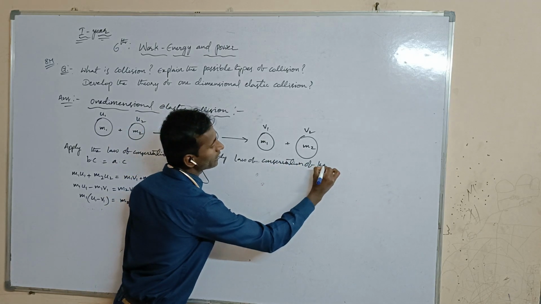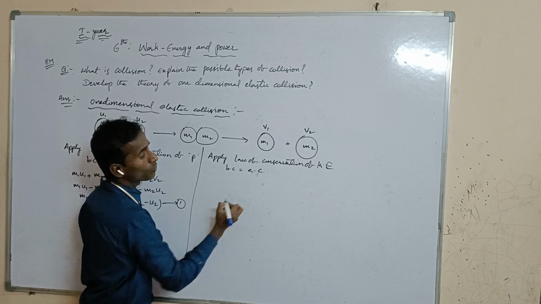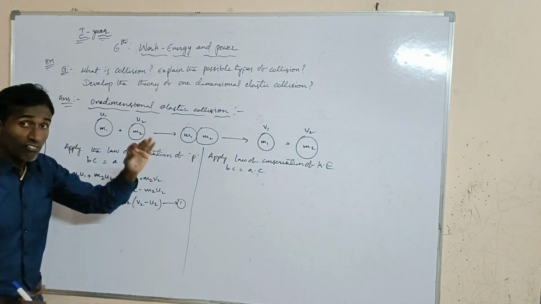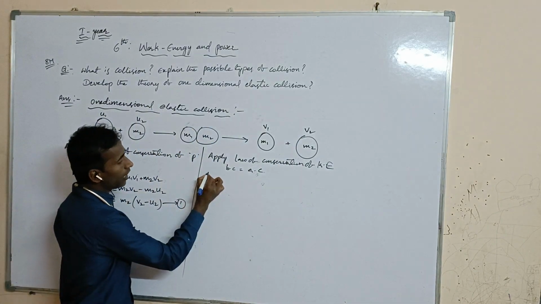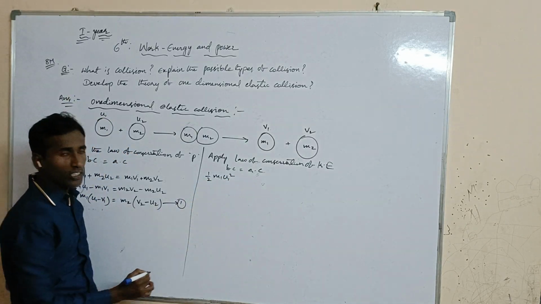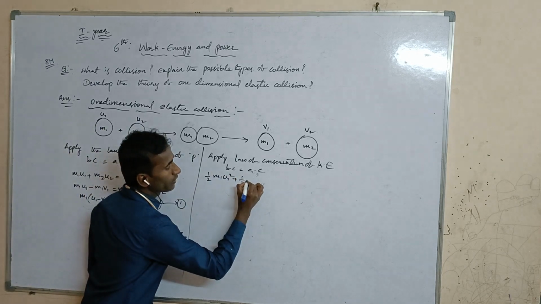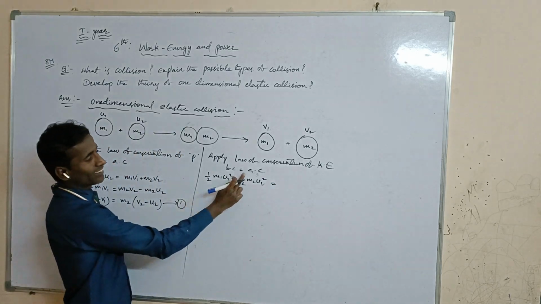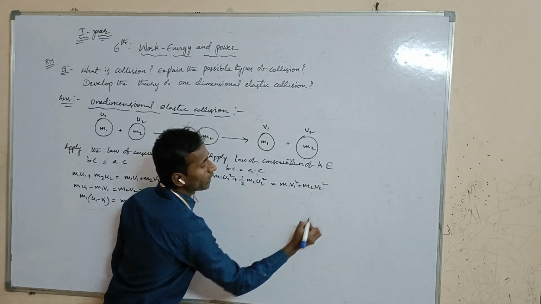Apply the law of conservation of kinetic energy, that is, before collision is equal to after collision. So now we write the kinetic energy formula, half m v square. We apply that formula for these two bodies. Before collision, half m1 u1 square plus half m2 u2 square, is equal to after collision, half m1 v1 square plus half m2 v2 square.